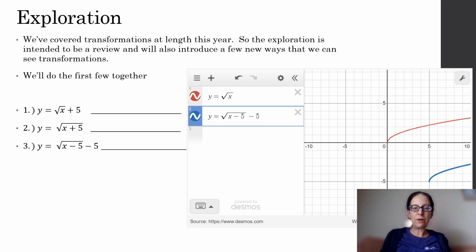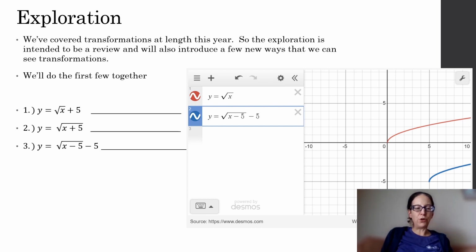So go ahead and get the graphing calculator up and running. And what I'm going to do here is put the parent function in, and we're going to use the parent function for a comparison, okay? And then below it, we will do the first graph.